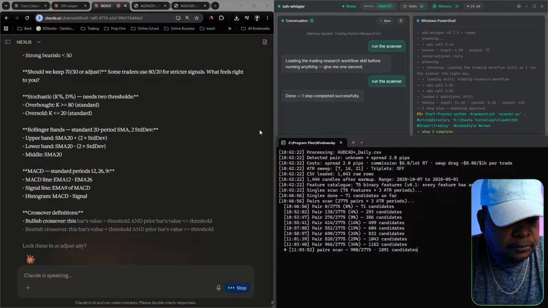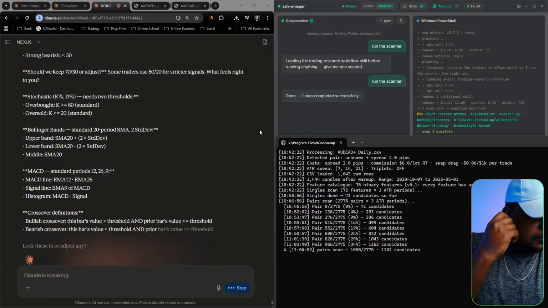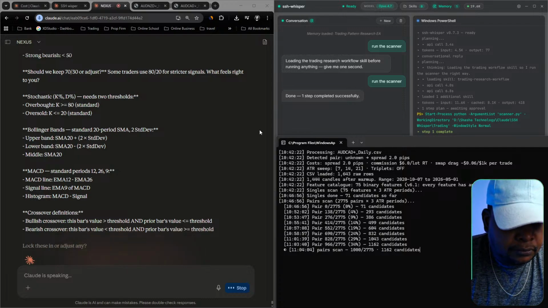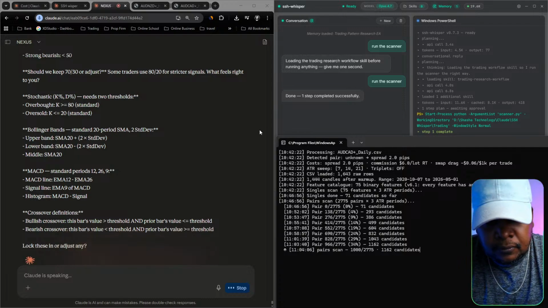Crossover definitions. Bullish crossover: this bar's value above threshold and prior bar's value at or below threshold. Bearish crossover: this bar's value below threshold and prior bar's value at or above threshold. Lock these in or adjust any?